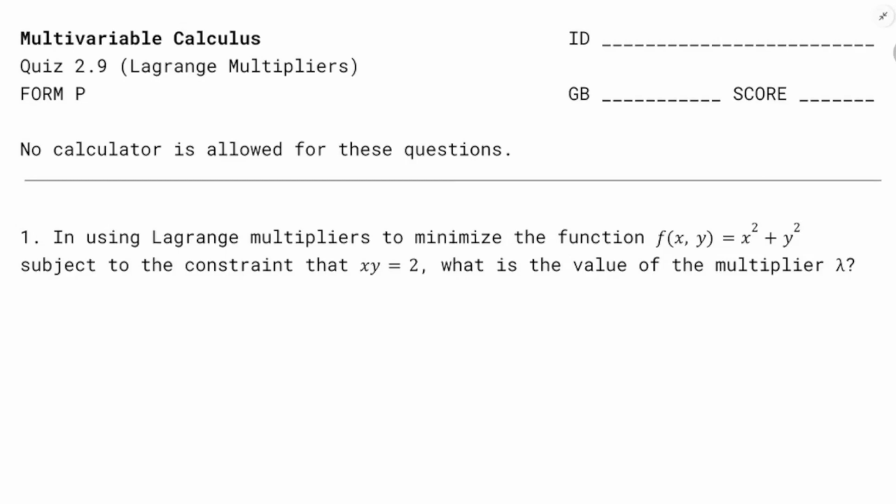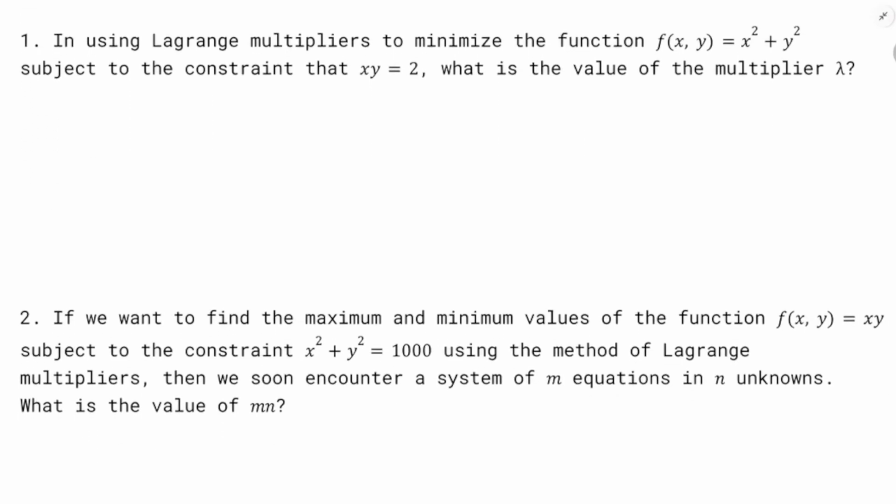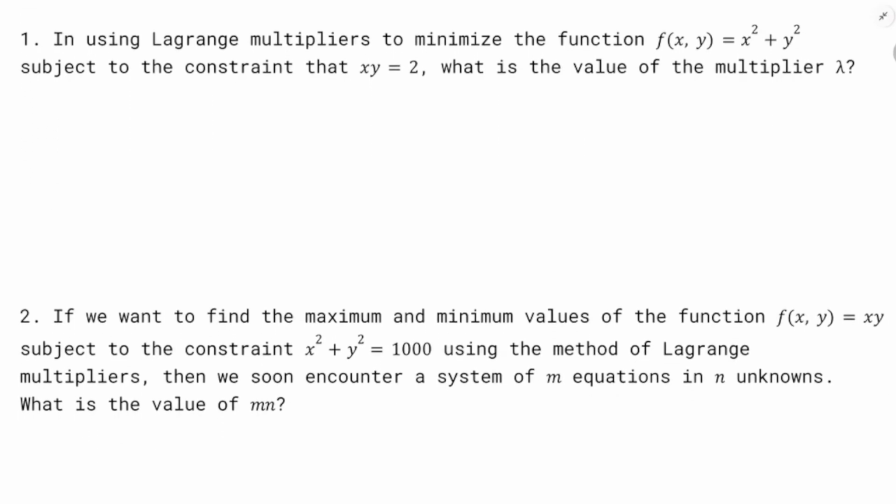In this video, I'm going to be working a multivariable calculus quiz over Lagrange multipliers. Okay, so this is where we're doing some constrained optimization. And so the first one is, in using Lagrange multipliers to minimize the function f of x and y equals x squared plus y squared subject to the constraint that x times y equals 2, what's the value of the multiplier lambda?